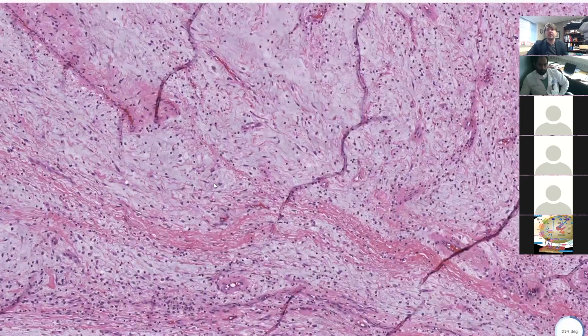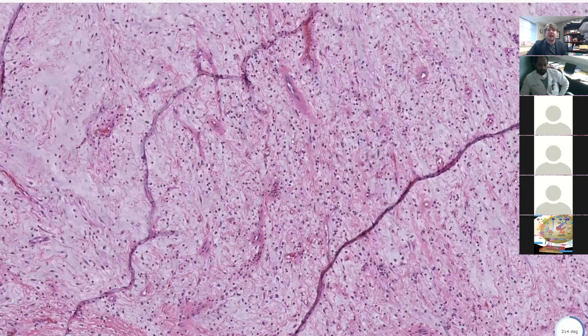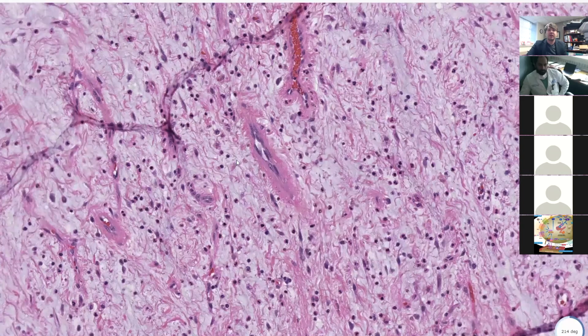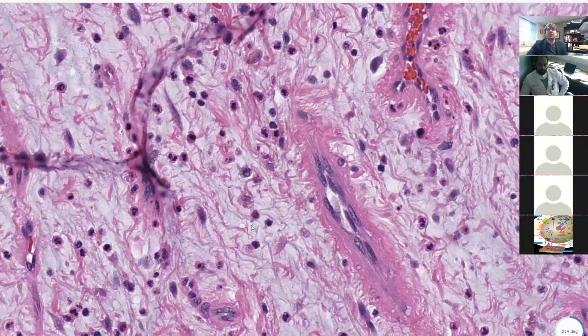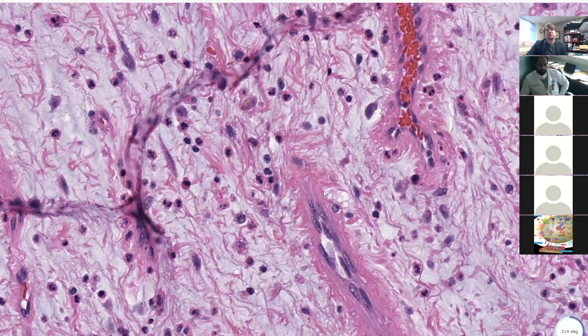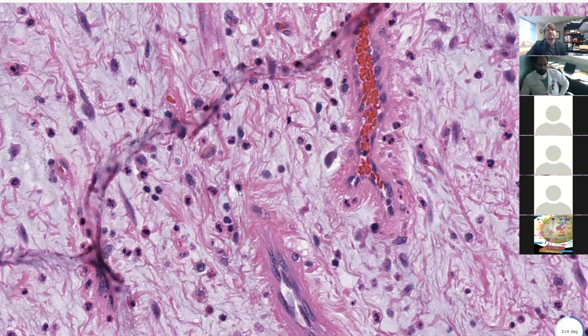Again, kind of prominent vessels, not as nice and branchy as in the other case. And a couple things about this particular case, which is why I want to show you. What are these? There are neutrophils scattered in this tumor.